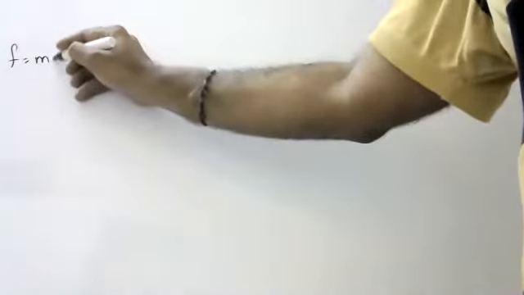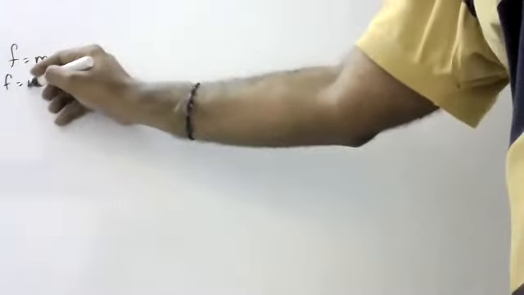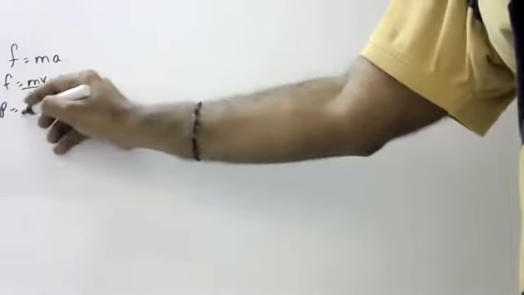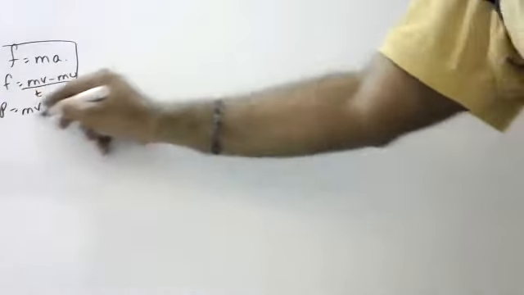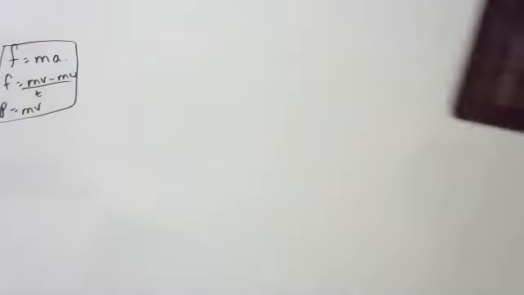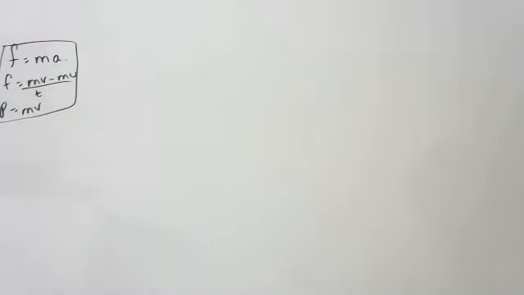So what are the two formulas we discussed? One is F is equal to MA. The other one is F is equal to, if you want, (MV minus MU) by T also. And E is equal to R. Let me do some numericals. If you do numericals, then you understand clearly what is happening to the force.